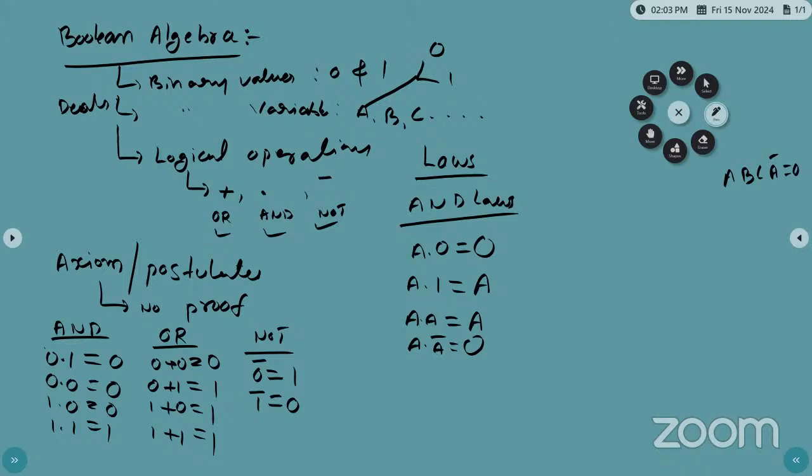You can remember. Now OR laws. What are OR laws? Same, with the plus OR operator: a plus 0, a plus 1, a plus a, and a plus a bar. First, a plus 0. If a equal to 0, then 0 comes; if 1, then 1 comes. So that expression is written as a.